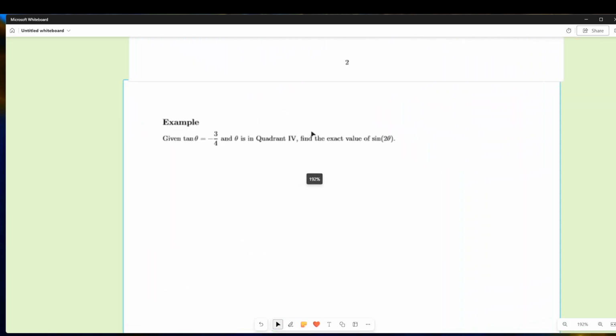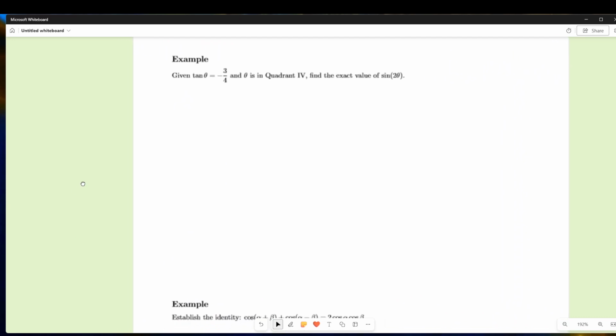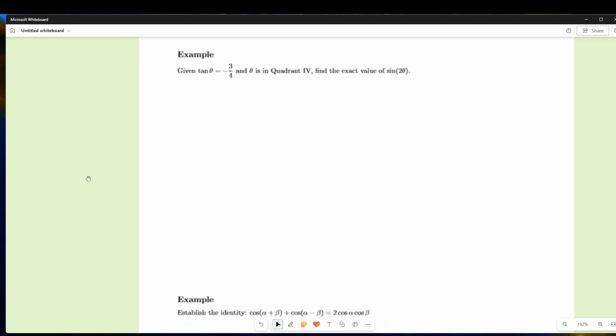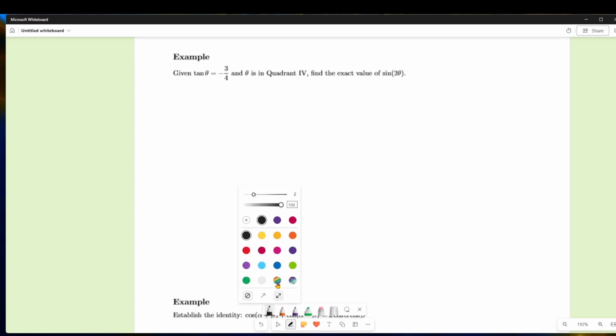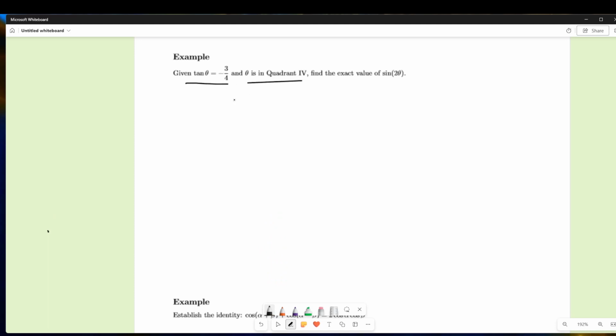So this is jumping the gun just a tad in some ways, but in other ways it's not. But it does show you kind of an example of where this comes from. But given that the tangent of some angle is negative 3/4 and it's in quadrant 4, that should immediately set you off into finding a diagram.